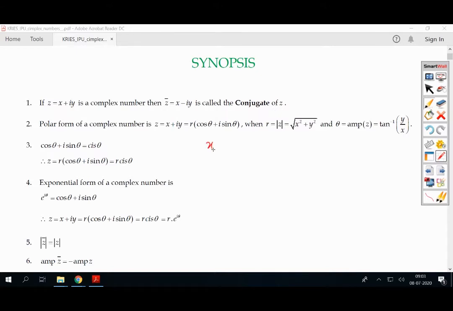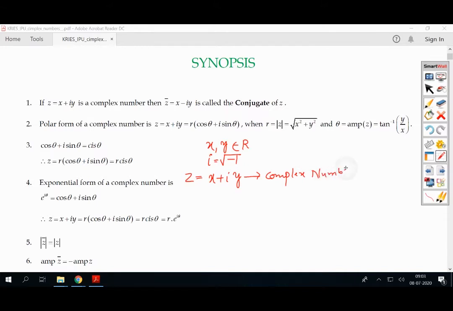Suppose you have two real numbers x and y, and i is root of minus 1, which is an imaginary number. Then if you take any number of the form x plus iy, you form another number combining the reals with imaginaries. Such a number is a complex number, and it is denoted by z. So z is equal to x plus iy. This is a complex number where x and y are real numbers.